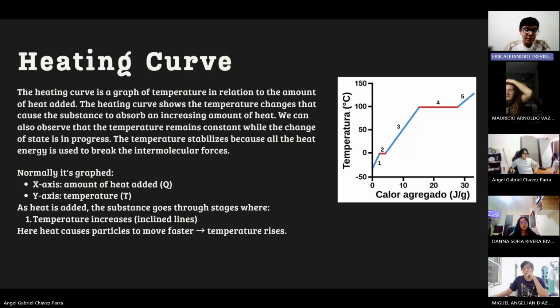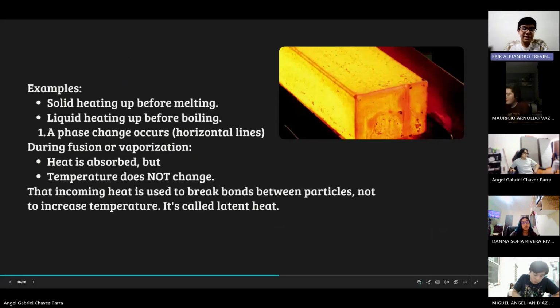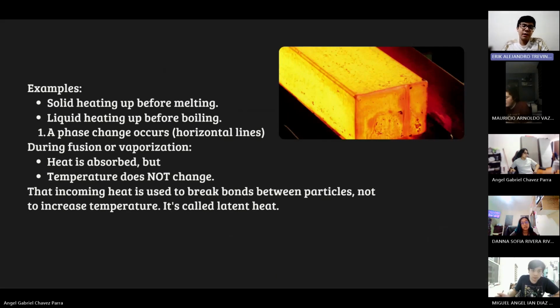Normally, it's graphed with the x-axis being the amount of heat added, and the y-axis being the temperature. As heat is added, the substance goes through stages where temperature increases. These are the inclined lines. Here, heat causes particles to move faster and temperature rises. An example of that is a solid heating up before melting, or a liquid heating up before boiling.